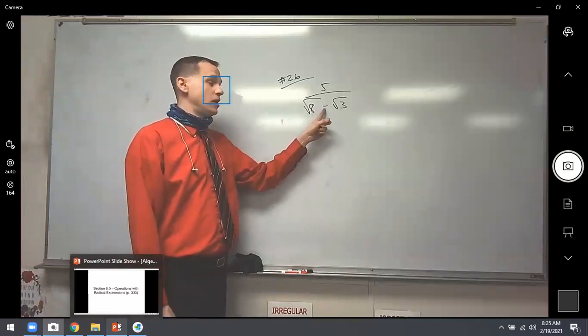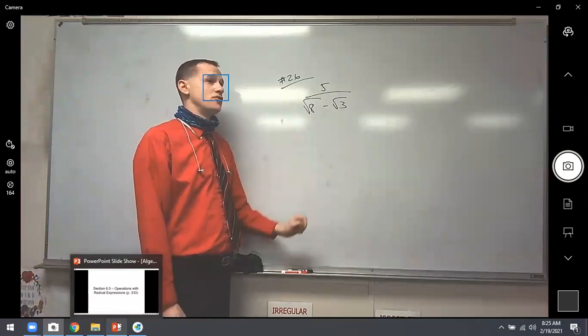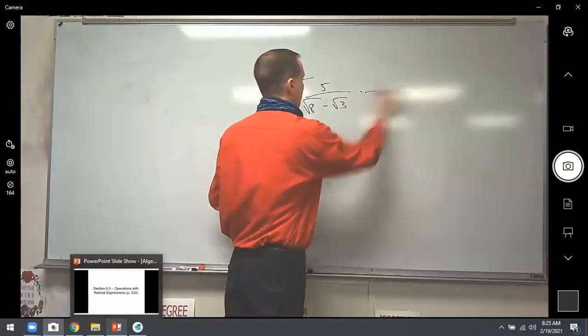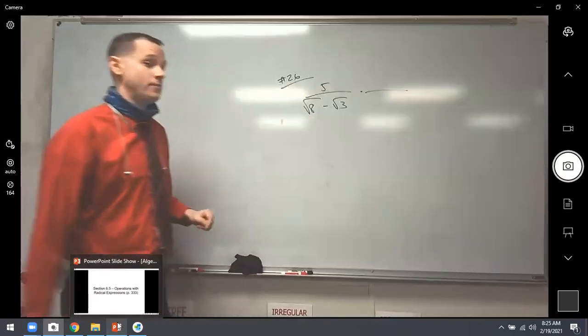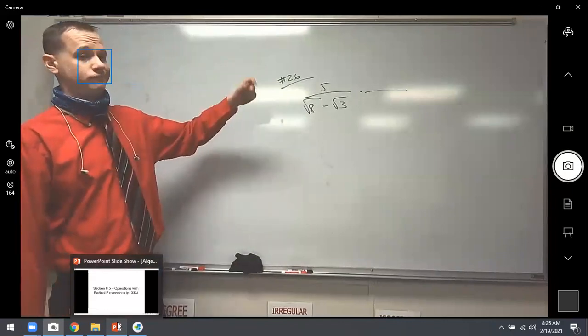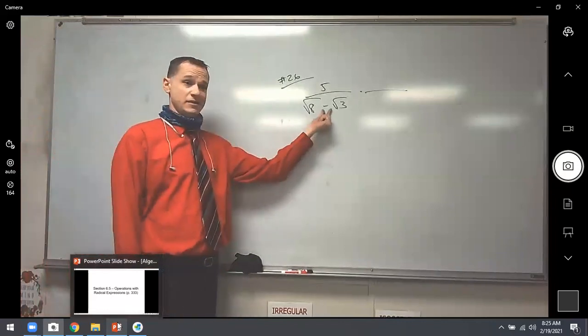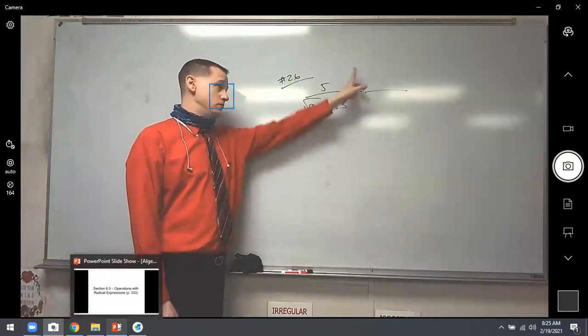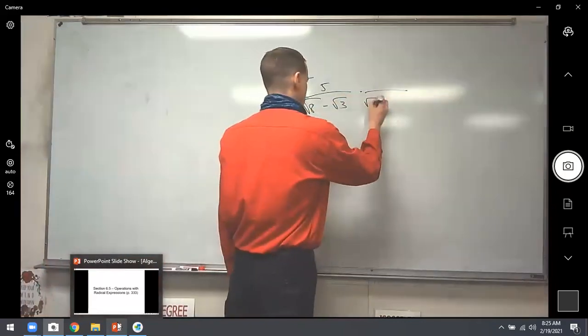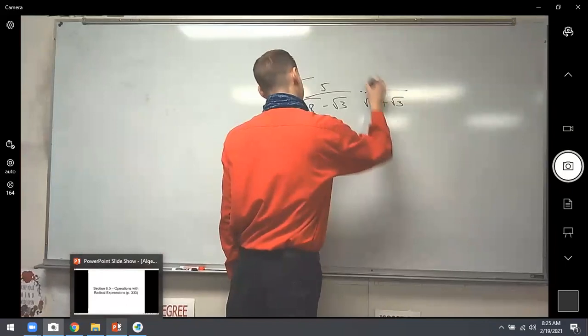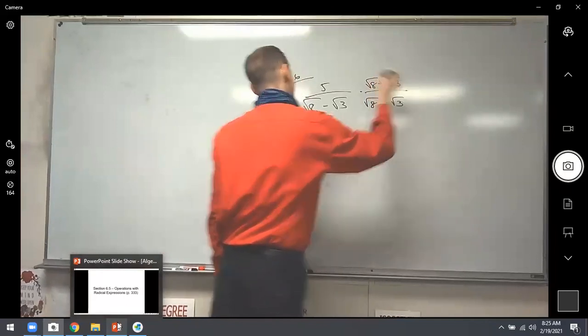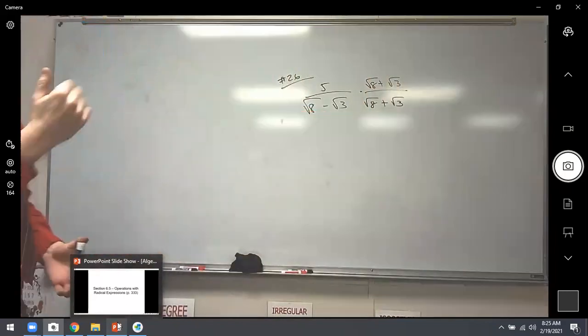And if you ever see a root plus a root or root minus a root, you should think I should multiply the top and bottom by the conjugate of the bottom. So what's conjugate mean? Well, it's the exact same thing with the sign in the middle changed, correct? So this one, we're going to multiply top and bottom by square root of 8 plus square root of 3. And like any fraction, you can't just do it to the bottom. You got to do the top and the bottom.